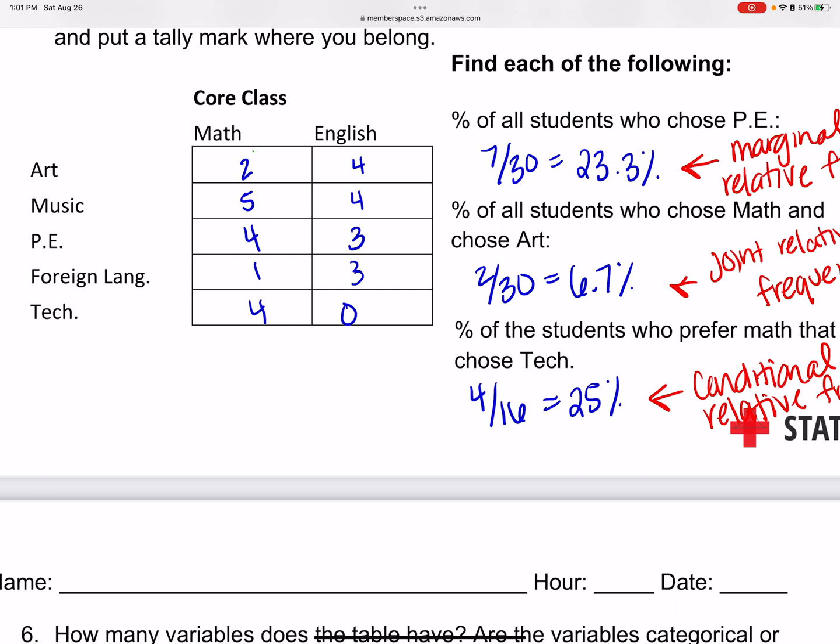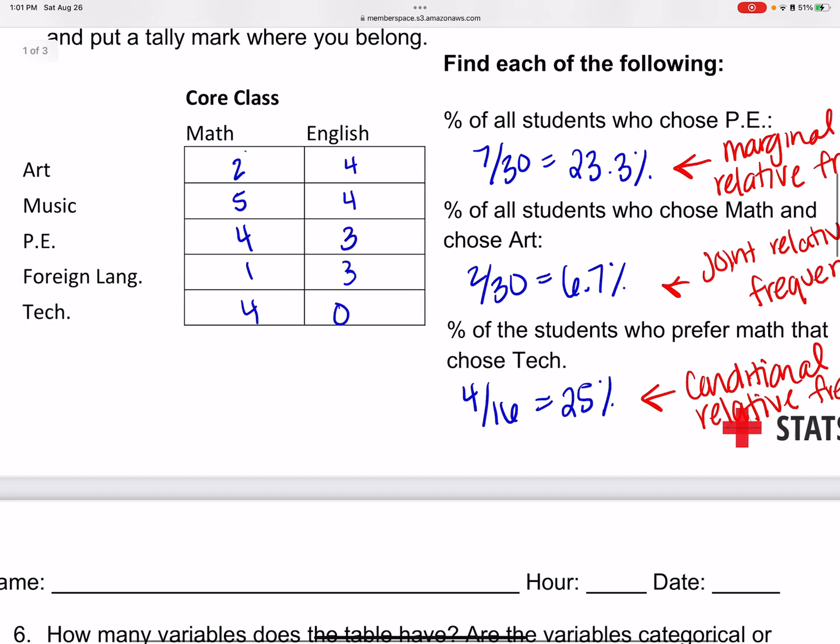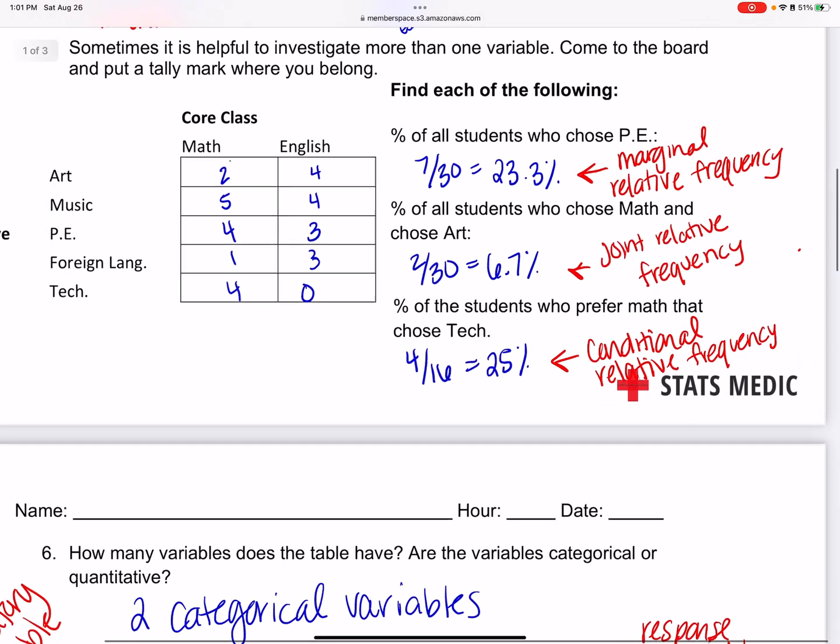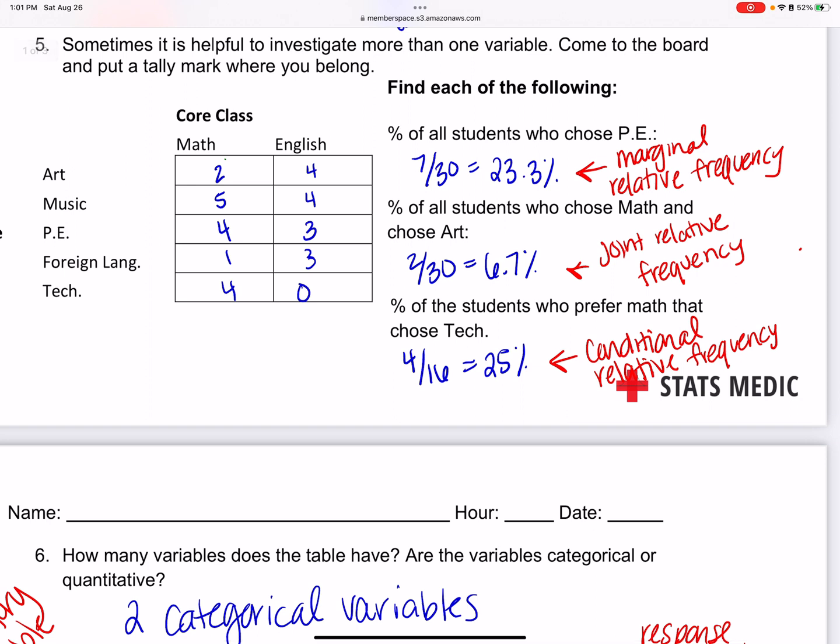Those are in the margin. If I ask you for the marginal relative frequency amongst the core classes, you would add up math: 2 plus 5 plus 4 plus 1 plus 4. And I didn't do that in my head while I was talking. So let's say 7, 8, 12, 16. So that's 16 math students over 30, and English would be 14 over 30. Remember, marginal relative frequency is all the numbers in the margin over 30. 30 is the total, okay? If I just ask for the marginal distribution, it would just be the numbers.